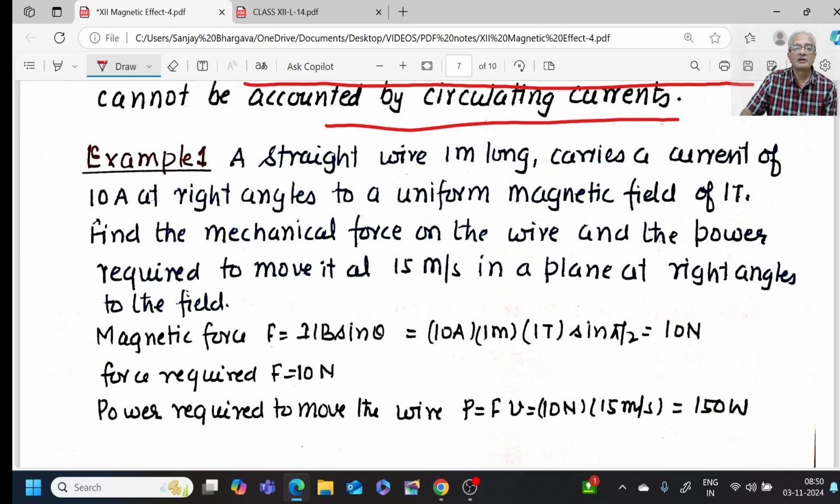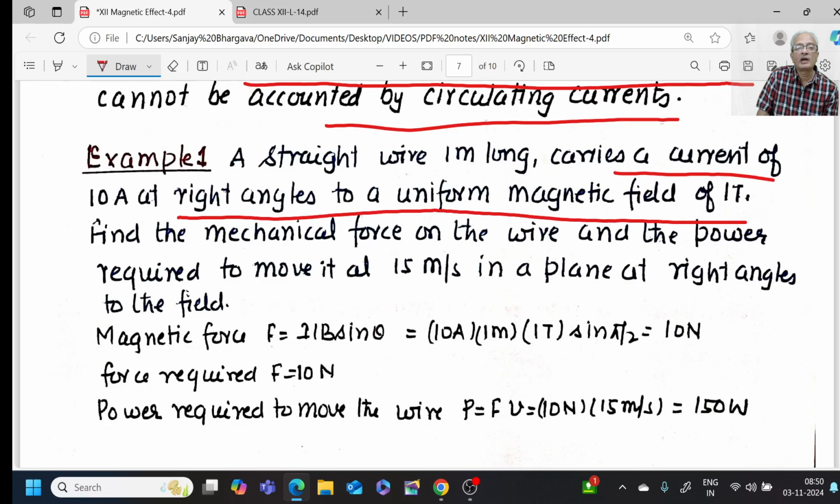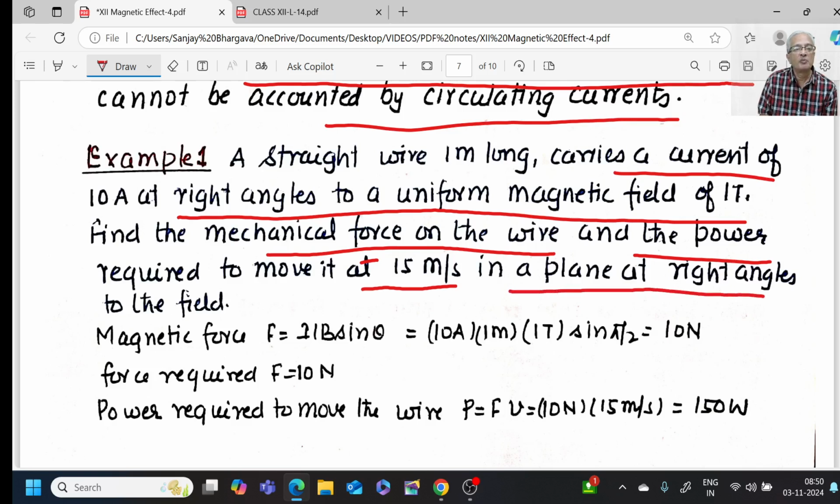A straight wire 1 meter long carries a current of 10 ampere at right angles to a uniform magnetic field of 1 Tesla. Find the mechanical force on the wire and the power required to move it at 15 meter per second in plane at right angles to the field. So magnetic force is ILB sin theta. I is 10 ampere, L is 1 meter, magnetic field is 1 Tesla and the angle theta is 90, so sine of 90, which gives me a magnetic force of 10 Newton.